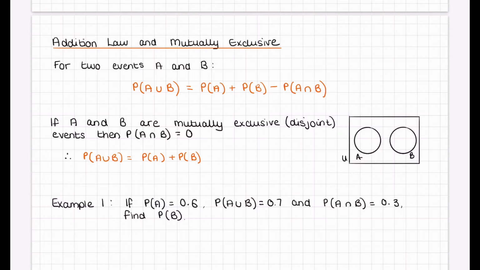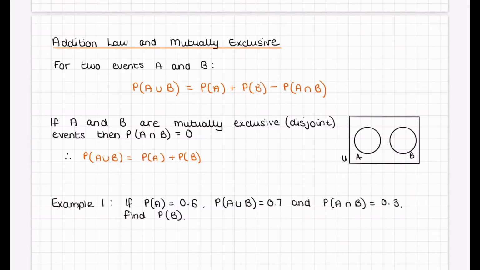And then if A and B are mutually exclusive, which can sometimes also be called disjoint sets, then the probability of A and B equals 0. So mutually exclusive is when it is not possible for them both to happen at the same time. So it's not possible to have the intersection of these two events. And if we have that, then the probability of A or B equals the probability of A plus the probability of B.